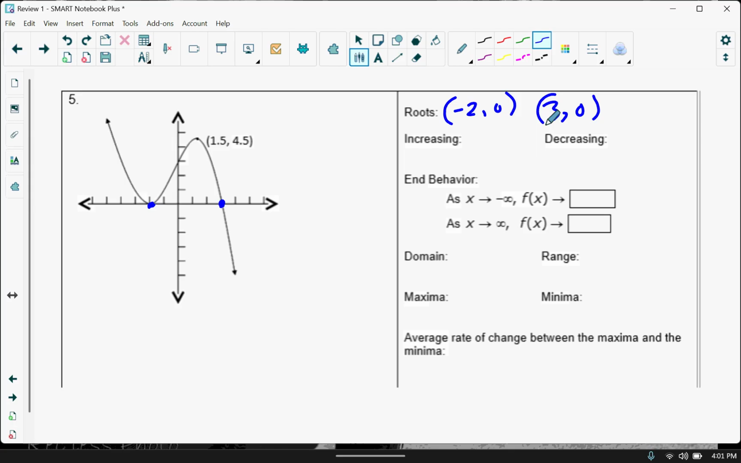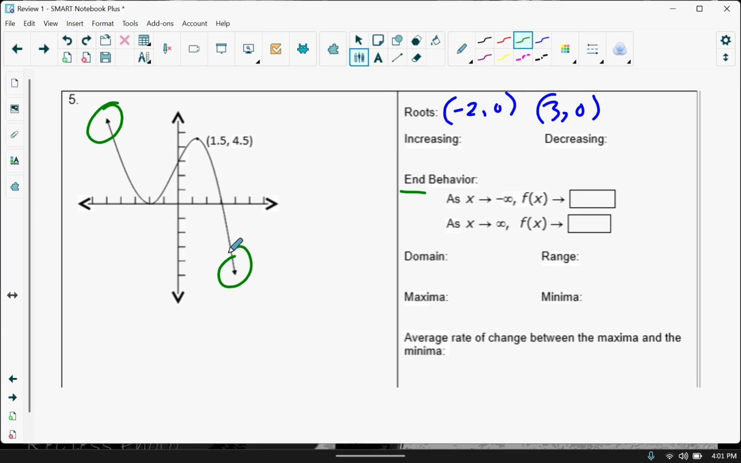We're going to save increasing and decreasing for last since we have to draw all over the place. So now let's do the end behavior. End behavior looks at just the ends of your graph. So I want to look at the left end and the right end. Now if you just look at the graph, one end goes up and one end goes down. So that means that your answers cannot be the same on this.